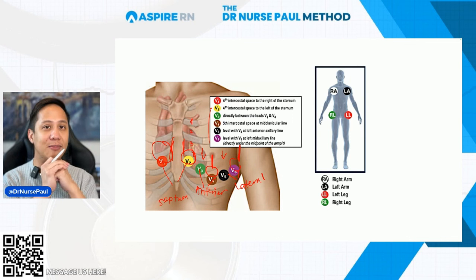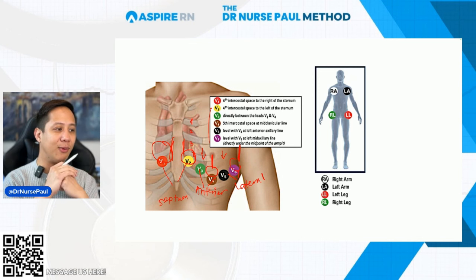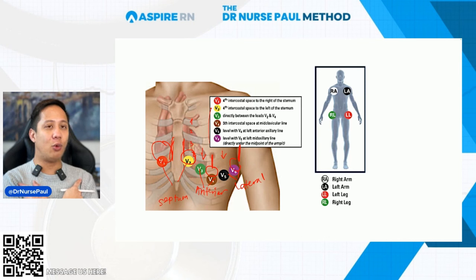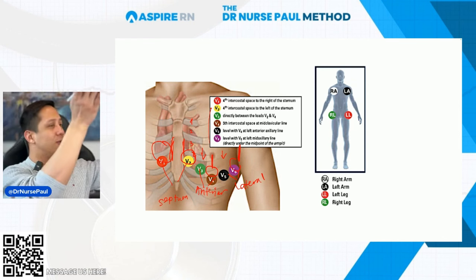All right, placement first. The way I remember it is white is on right. Rhyming words, right? So if white is on right, the black is on the left. You got it? And if you're not sure, you just check your lead. It says RA, right arm, right? You put it here and you put the other one here.